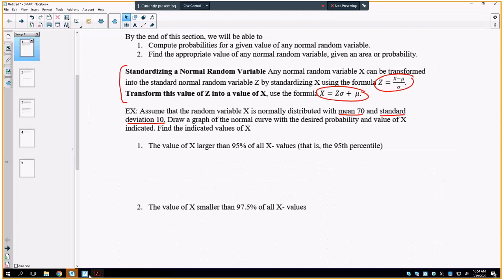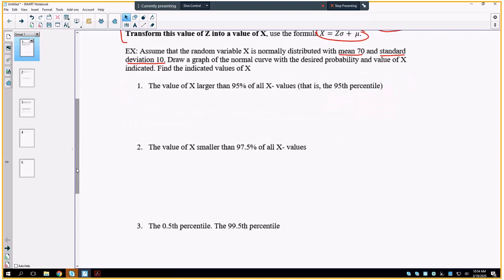So let's start with an example. In each of the following problems, we're going to use that x is a random variable normally distributed with mean 70 and standard deviation 10. We're going to draw the graph of the normal curve with the desired probability and value, and find the indicated values of x. So number one, we're looking for the value of x larger than 95% of all x values. And all we know is that x is a normally distributed random variable with mean 70 and standard deviation 10.